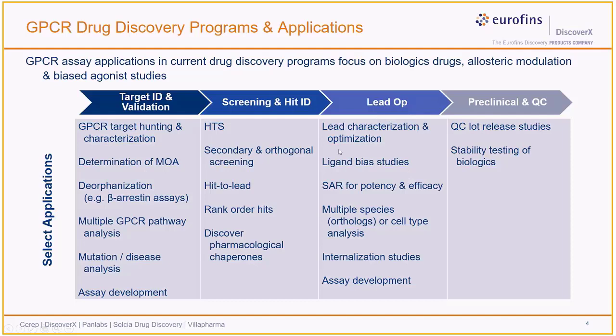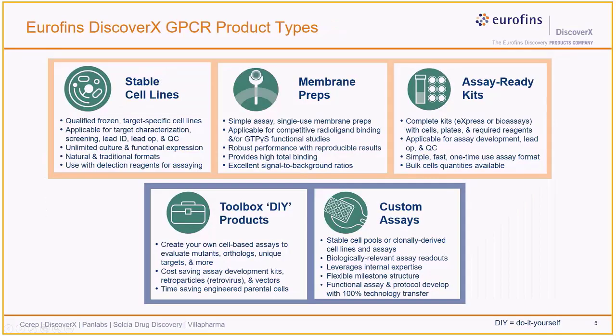Also, other orthogonal and secondary screenings are mentioned in the screening section as well as in the lead optimization section for internalization studies. We'll go over some of those assays in the coming slides. But first, I'd like to step back a little bit and show you what kind of product types are underlying these specific GPCR assays.